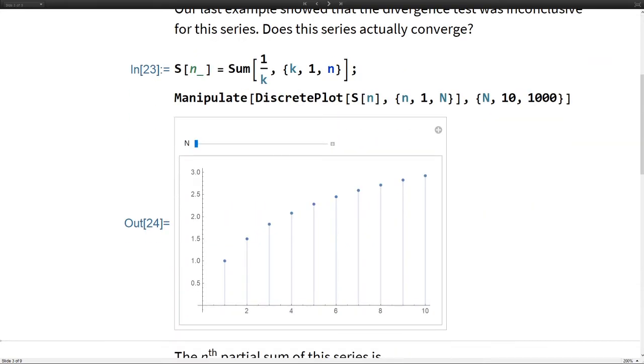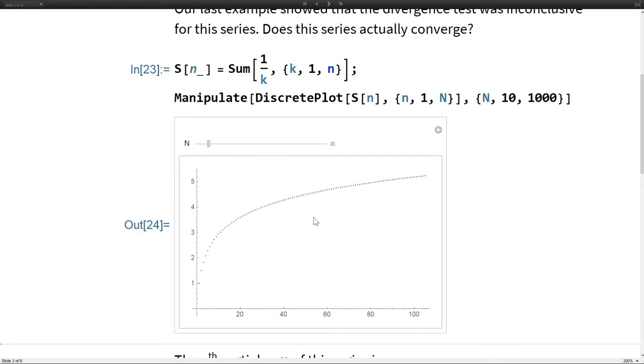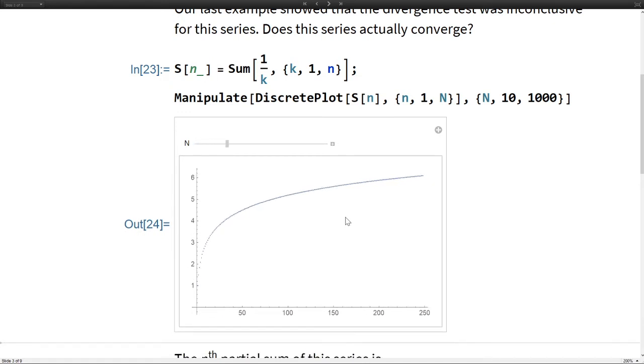So if we look at this here, it's going up. Looks like it's maybe following some kind of a square root or a logarithmic curve. If I remember this correctly, this should be somewhat logarithmic. All right. And as we go further and further, look what happens.